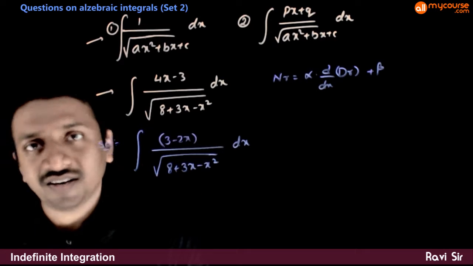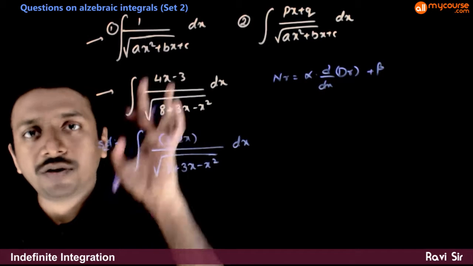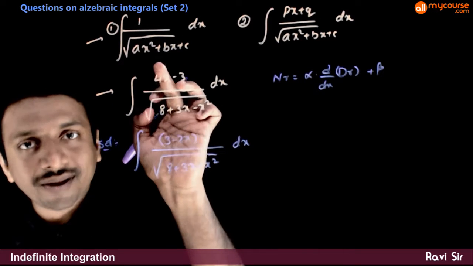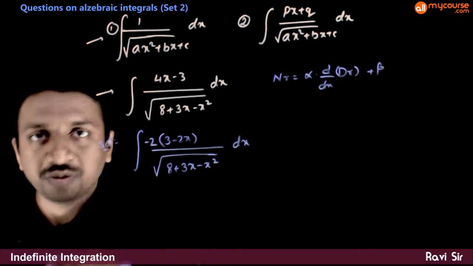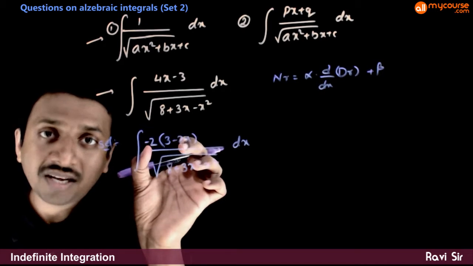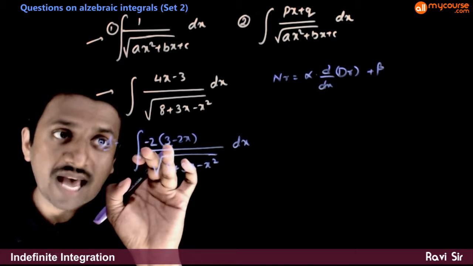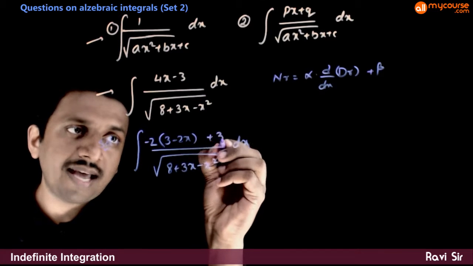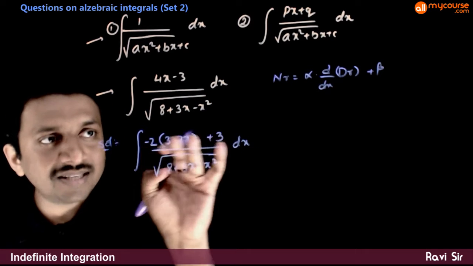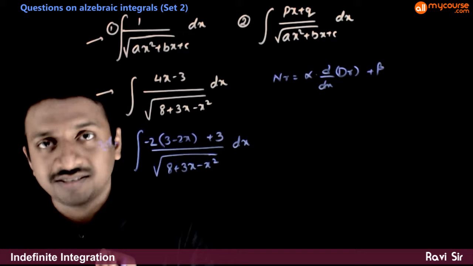So write the differentiation. Next, adjust the x term according to the given question. You need a 4x here, but you have a minus 2x, so I'll multiply it with a minus 2. So you get the 4x. Next, you adjust the constant. You have a minus 6 here, but I need a minus 3, so I'll put a plus 3. So minus 6 plus 3 is minus 3. Now the numerator has been adjusted.